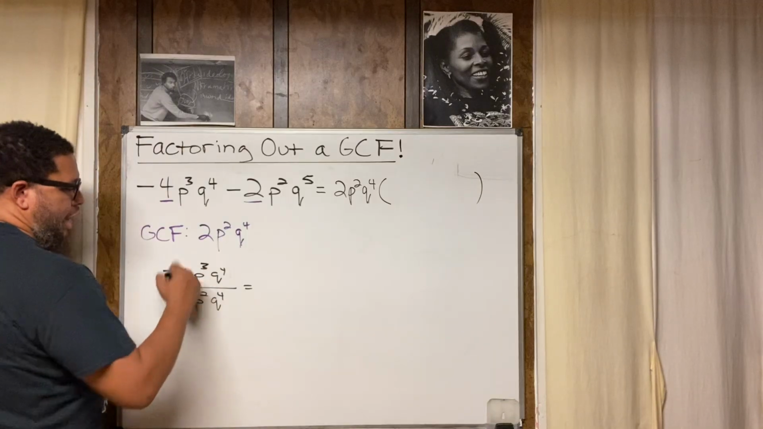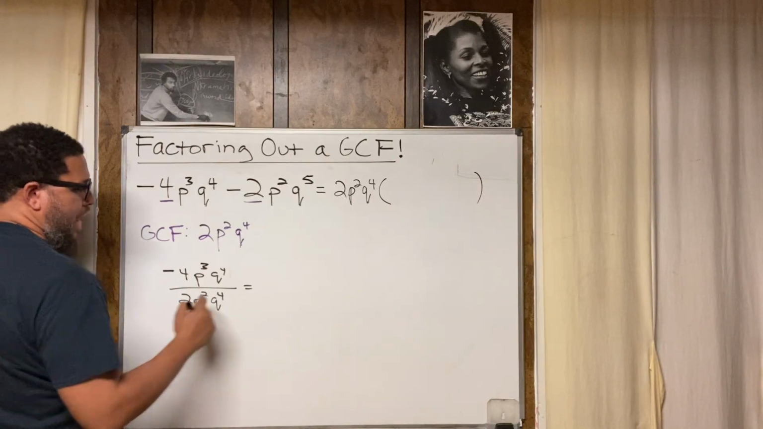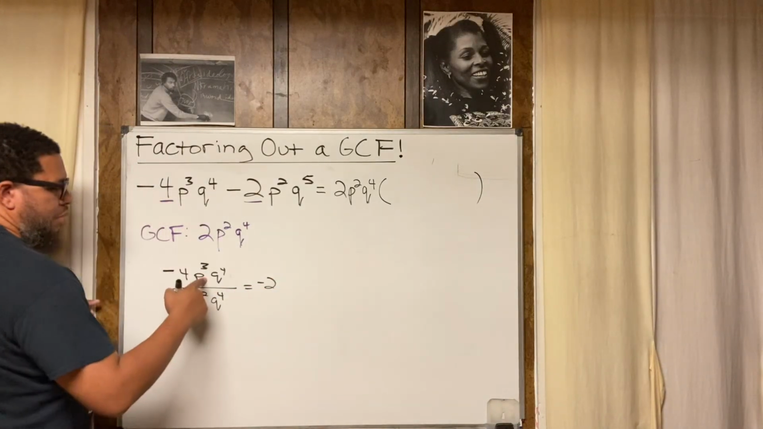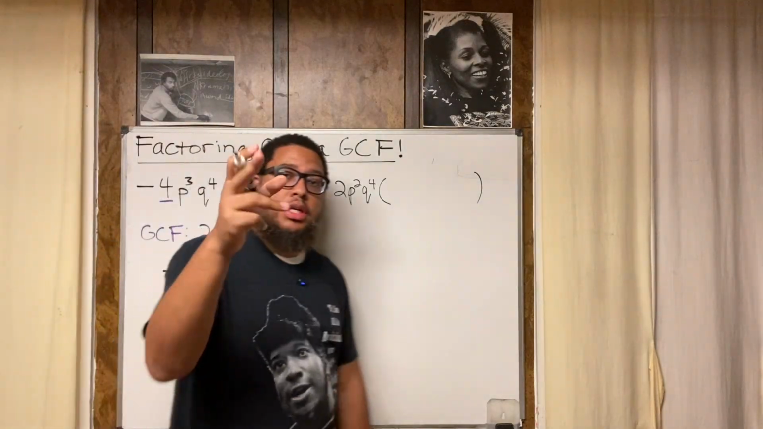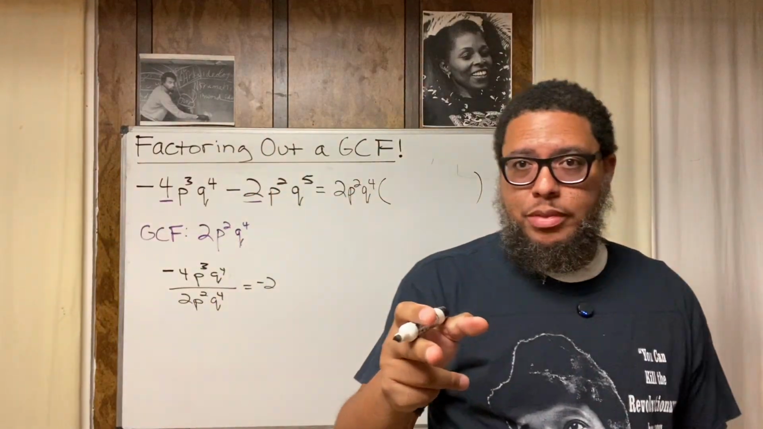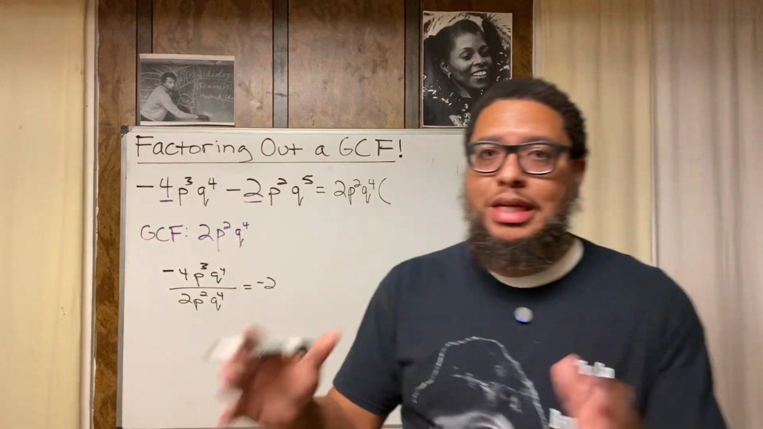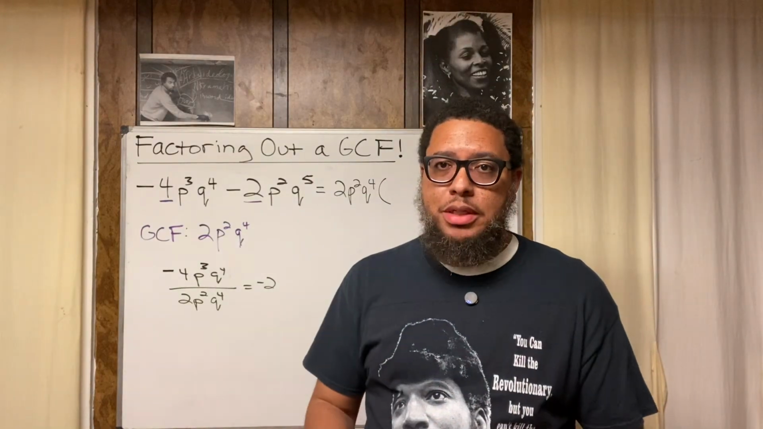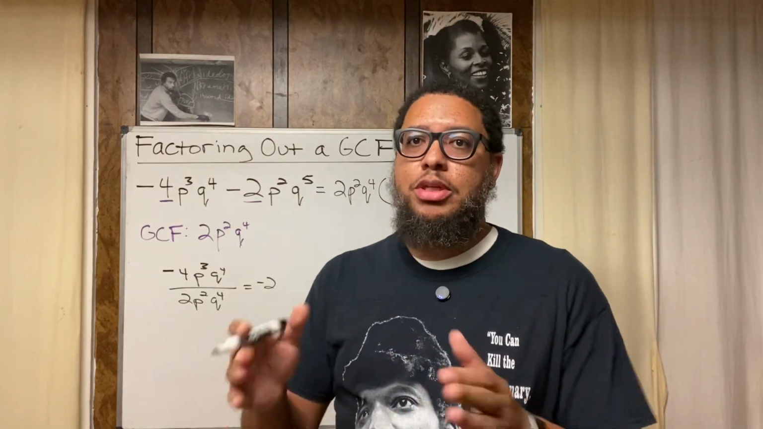Now, we're going to divide the coefficients first. Negative 4 divided by positive 2 is going to be negative 2. P to the third divided by p to the second. Now, you need to know the exponent properties. I got a whole playlist on exponent rules and exponent properties. Go check that out. That's why you should be subscribed.